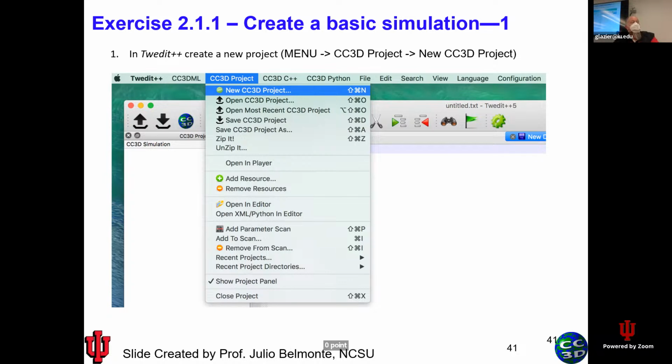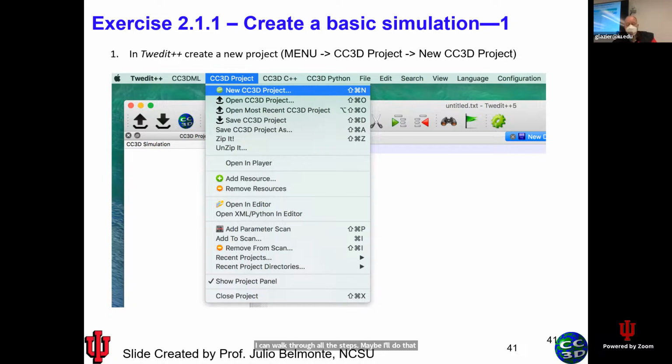So go into Twedit and try to remember from what you did before. Launch Twedit, a new CC3D project, and give me a thumbs up when you're ready to do this, because it's going to be pretty boring if people don't follow along. Or if you like, I can go through it and then we can circle back. I can walk through all the steps. Maybe I'll do that first.